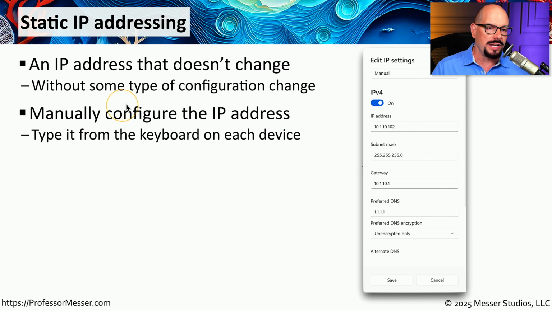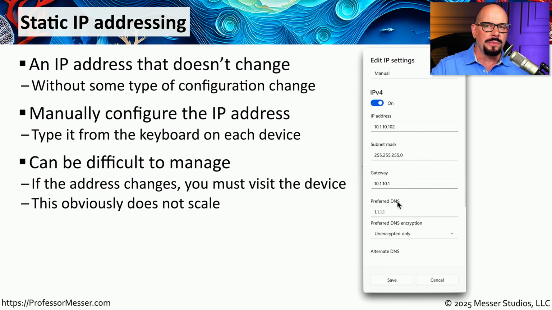One common way to assign a static IP address is to type it in manually on that device. You can usually find this in the configuration settings of this device, where you can input the IP address, the subnet mask, the gateway, a preferred DNS, and other important IP address configuration options. This is one where we have to make sure that what we're typing in is exactly correct, because this is not something that's provided automatically. If we make a mistake typing this in, then this device won't be able to communicate properly on the network.